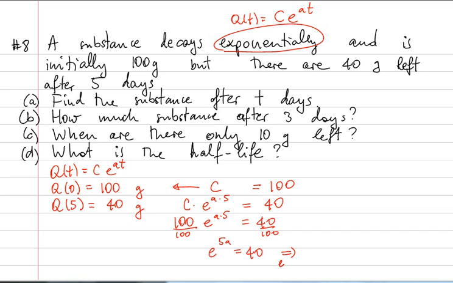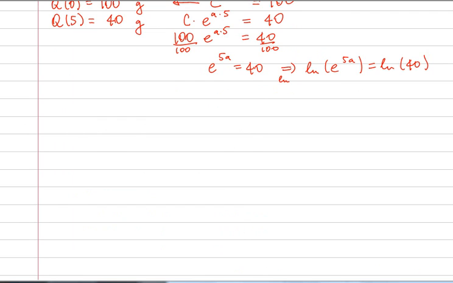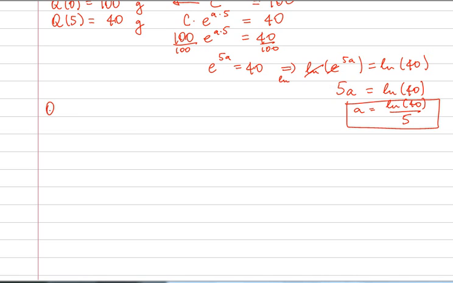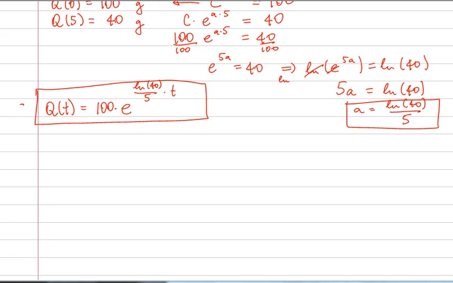Now take ln. So ln e to the 5a equals ln of 40 over 100. And therefore ln and e cancel each other because they're inverse functions. So 5a equals ln of 40 over 100. So a is equal to ln of 40 over 100, all over 5. So I put both of these numbers in my expression, and I get that Q of t is equal to 100 times e to the ln of 40 over 100 over 5 times t. And that's my answer for part A.